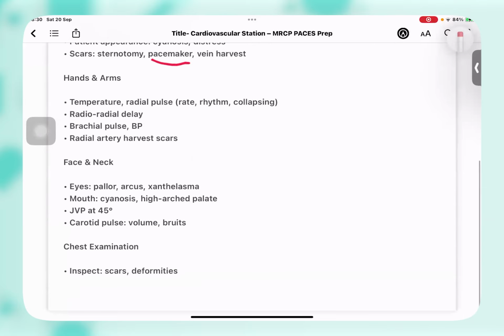So this is just the sum up. In the hands, you feel for temperature, radial pulse. You check for rate, rhythm, and collapsing pulse. Collapsing is at the brachial. So rate, rhythm, you palpate the pulse with how many fingers? You do that with 3 fingers. 3 fingers. Okay? Yeah. All right.